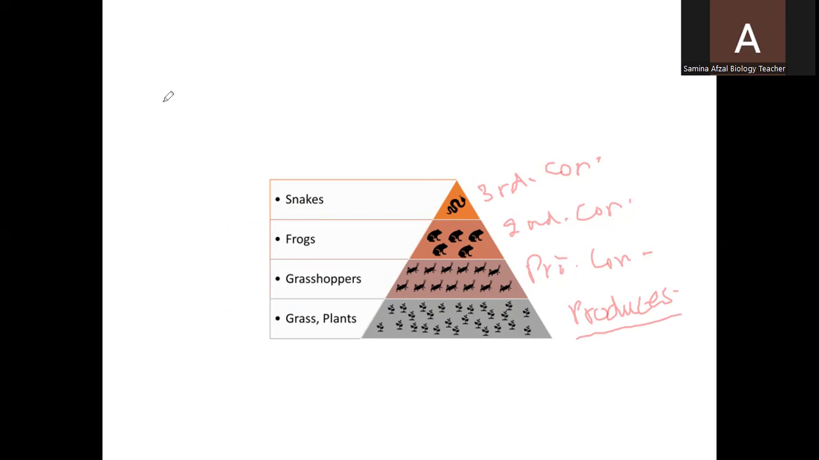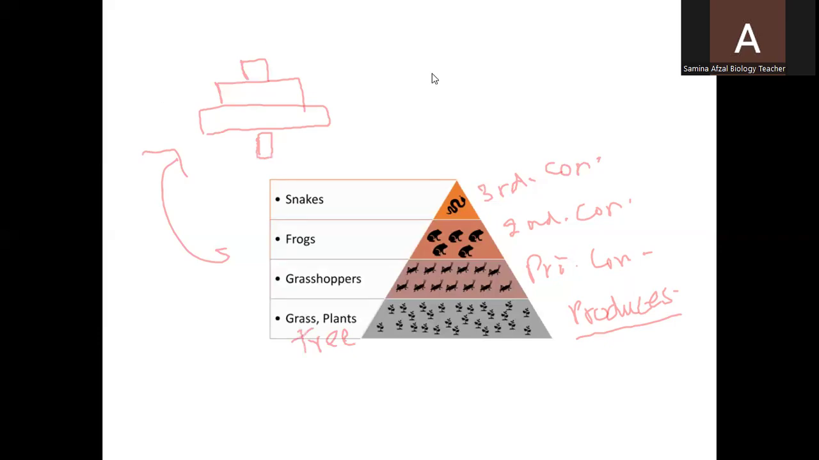But instead of grass, if there is a tree, the pyramid will be of this type. I want to draw that pyramid. So tree, and then there will be the grasshopper, and then frog, and then snake. So the pyramid will be of this type if there is a tree instead of grass or plants.